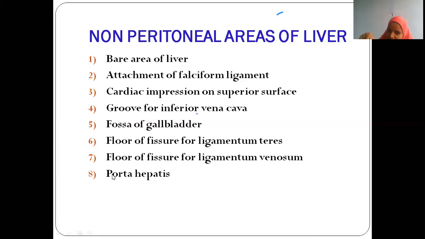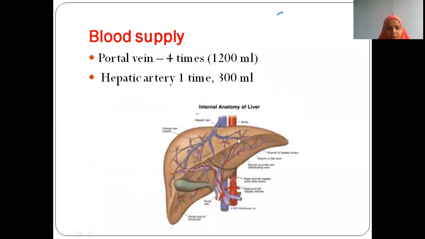And the porta hepatis area: its margins have the lesser omentum, but in the actual porta hepatis area, where we have the entry and exit of these vessels and ducts, you will not find peritoneal covering either. That's why these areas are non-peritoneal areas of the liver. That finishes the gross features of the liver.